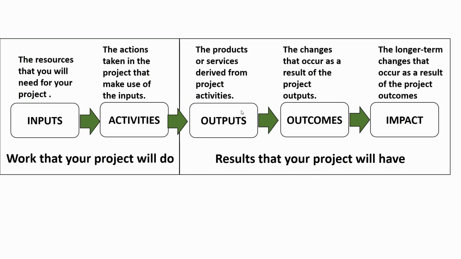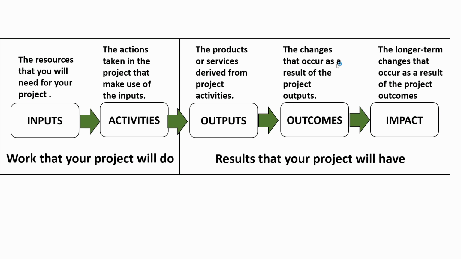And then if we produce the goods and services, well, people will benefit, and there will be some positive changes in the community or in the country or in the sector that we're working in. So that's the logic behind the logical framework. The inputs go to the activities go to the outputs, and then the outcomes. Now finally, over here on the far right, we have our impact. And impact is similar to outcomes, but it's slightly different. Impacts are, as you can see here, the longer term changes that occur as a result of project outcomes. So these are the bigger changes in society that your project is contributing to.